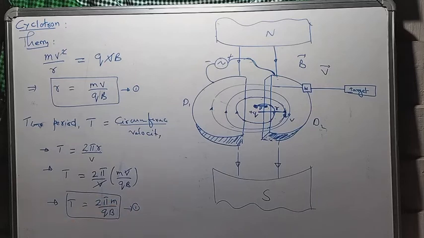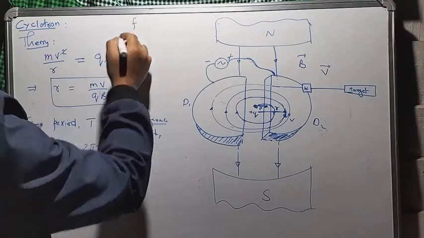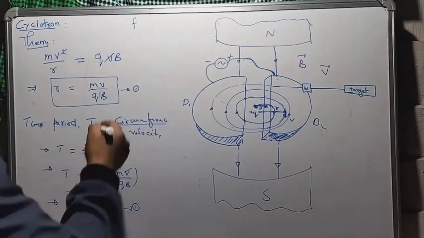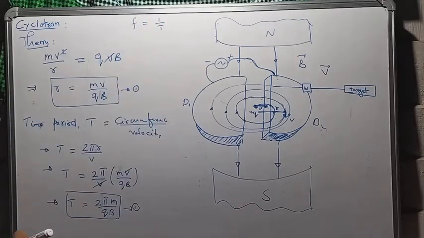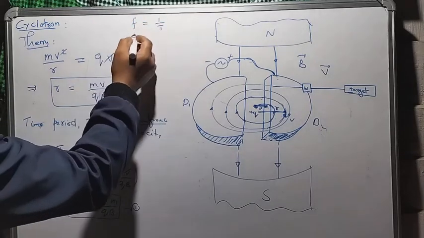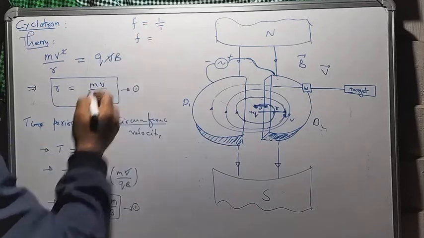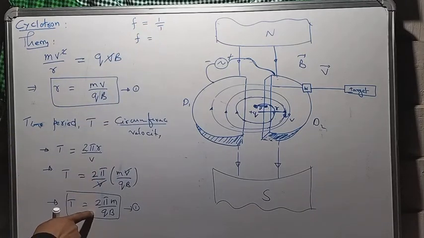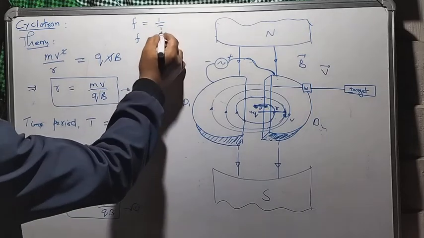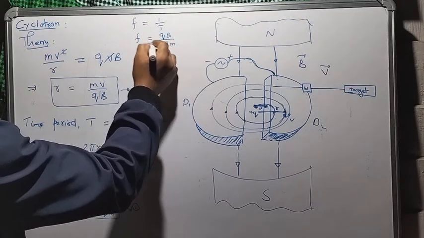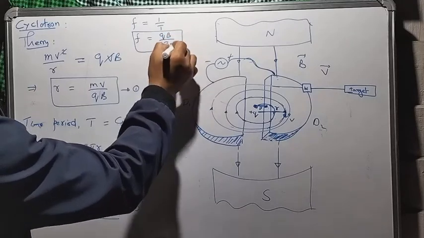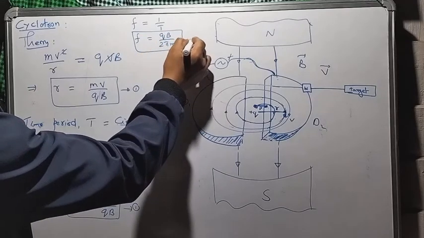Alright. So similarly, once you know the time period, you can find the frequency of revolution. As you know, the frequency is defined as the reciprocal of the time period, which means 1 upon T. So this frequency f is equal to, if you take the reciprocal of the time, qB up and 2 pi m down. This is my equation number 2.